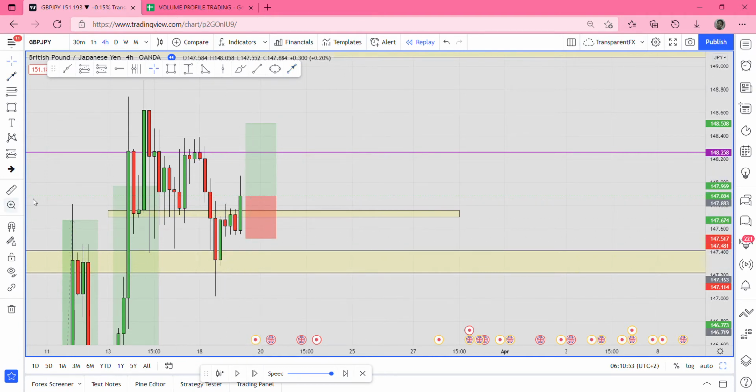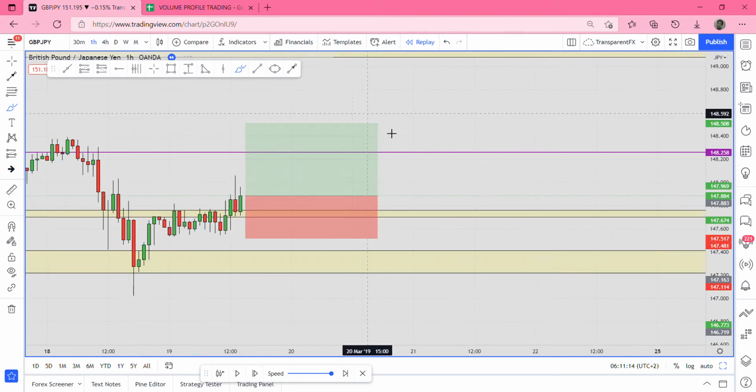We respected support, and then we even had the strength to break up above this area. You can see right here we had a little bit of consolidation, which means we were kind of at a war. Are we bulls, are we bears, are we bulls, are we bears? And we kind of managed to actually break up above that. So my bias for now is definitely to the long side.